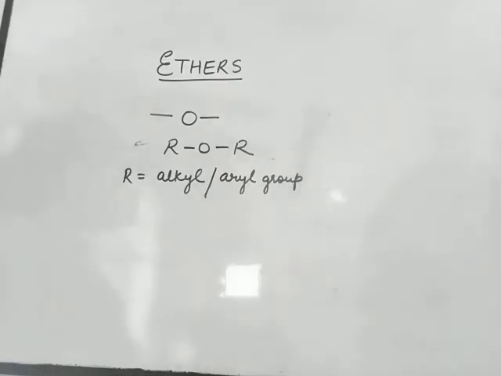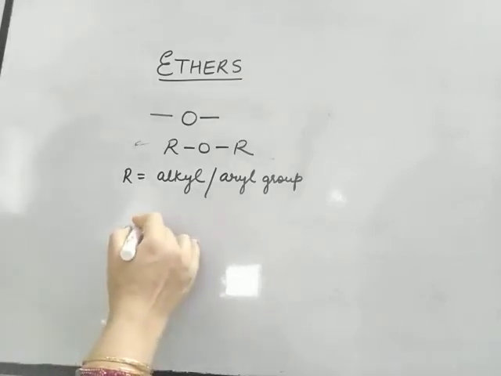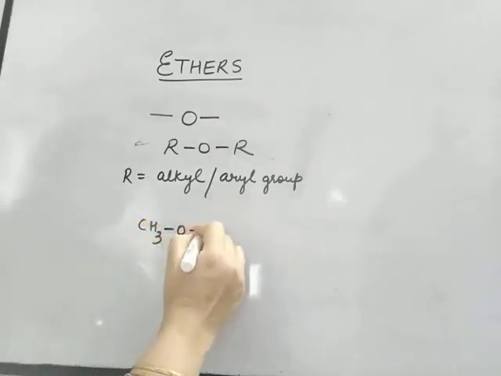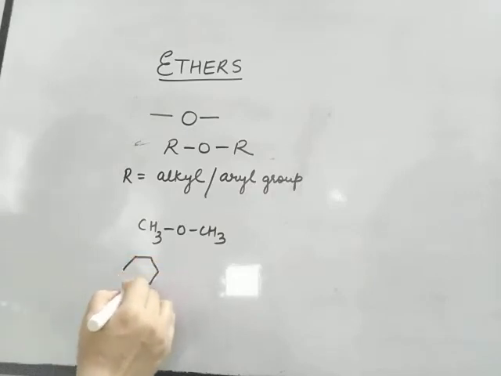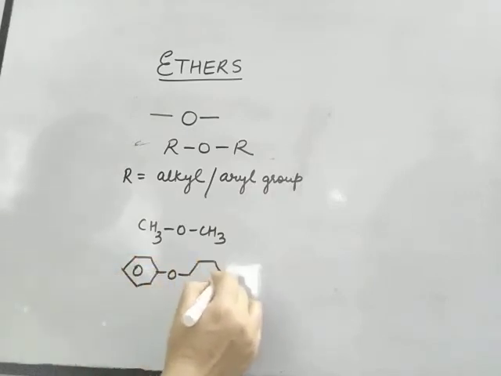Ethers can be symmetrical or simple ethers, and they can be unsymmetrical or mixed ethers. For example, when both the R groups are same, it is known as symmetrical or simple ether. So these two are the examples of symmetrical ethers.